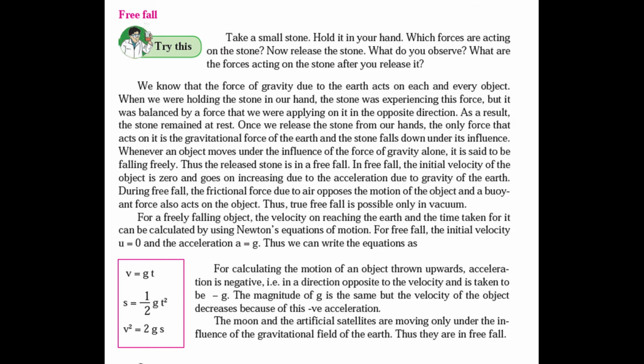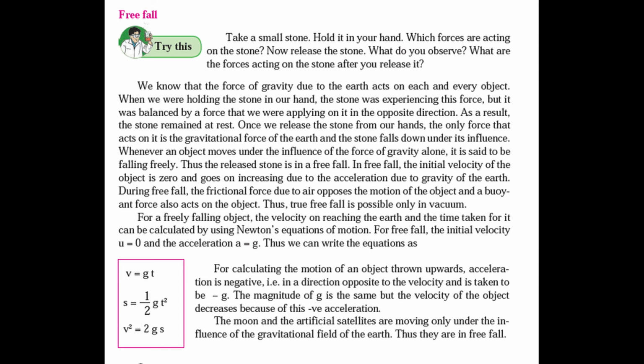For calculating the motion of an object thrown upwards, acceleration is negative, that is, in the direction opposite to the velocity, and is taken to be negative g. So if we throw a stone up, the gravitational acceleration is minus g. The magnitude of g is the same, but the velocity of the object decreases because of this negative g.